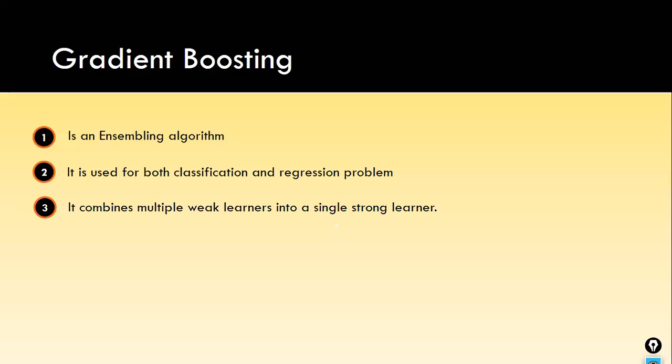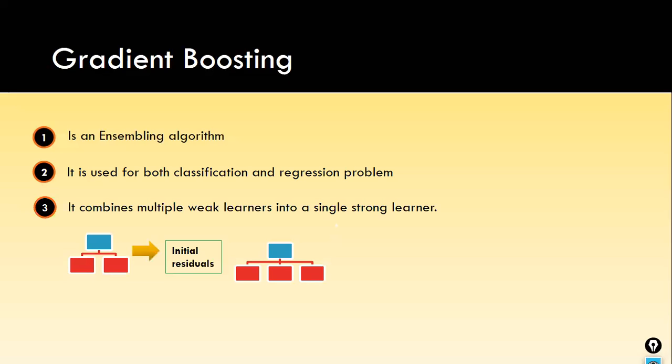The idea of gradient boosting is that it combines multiple weak learners into a single strong learner. Here the trees are built one after the other, and these trees are called weak learners. The trees are created sequentially to correct the mistakes, or the residuals, of the previous trees until it reduces the errors to a great extent. That's the idea of this one.